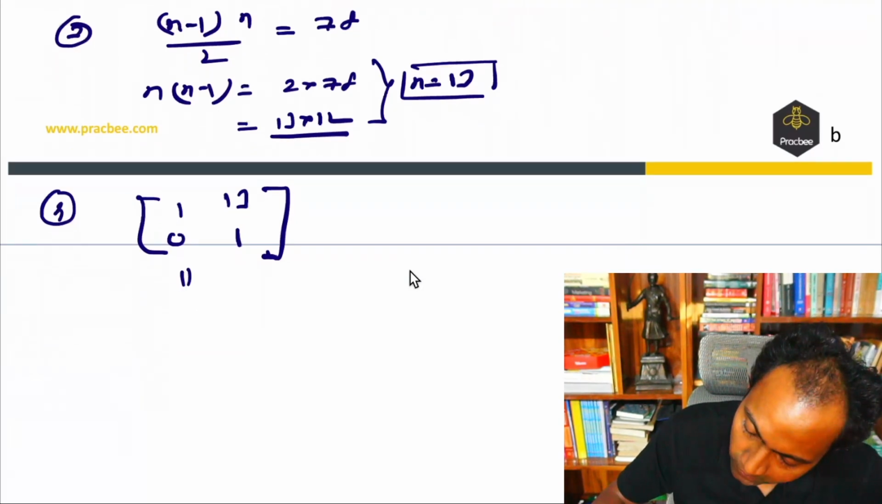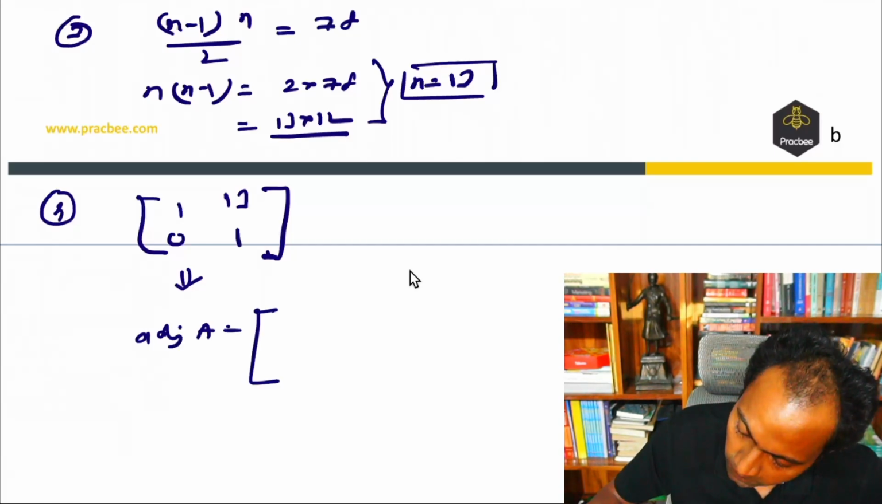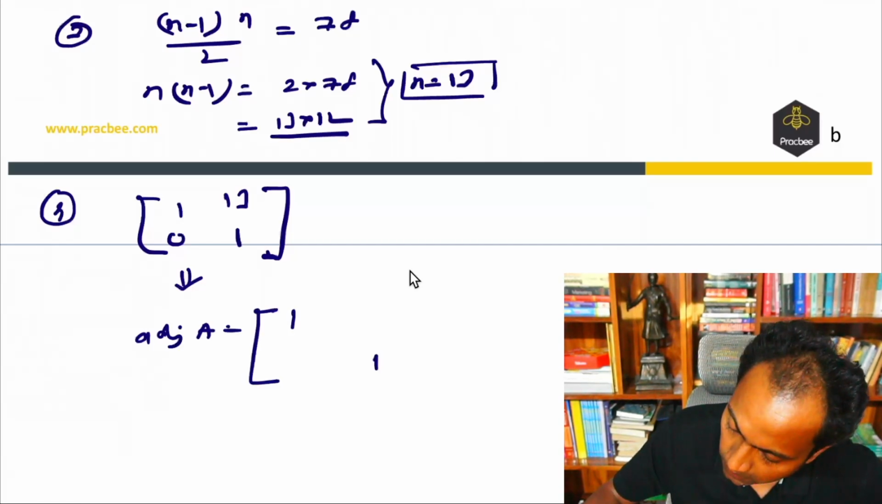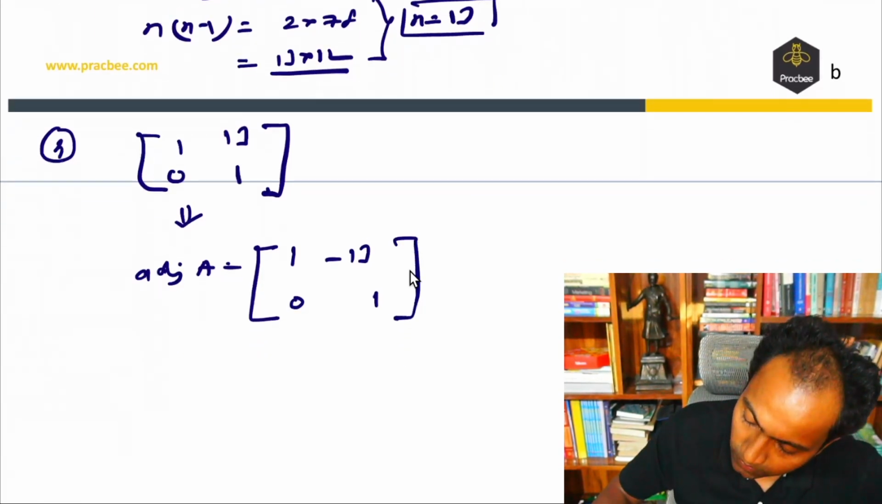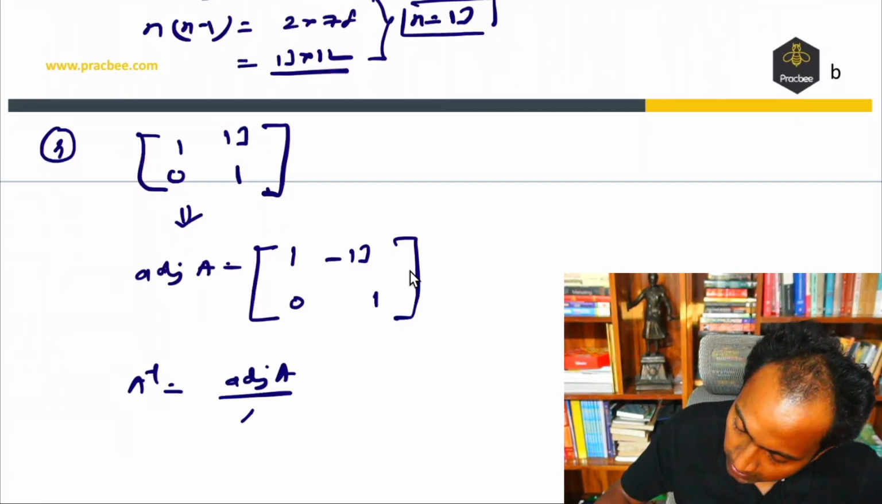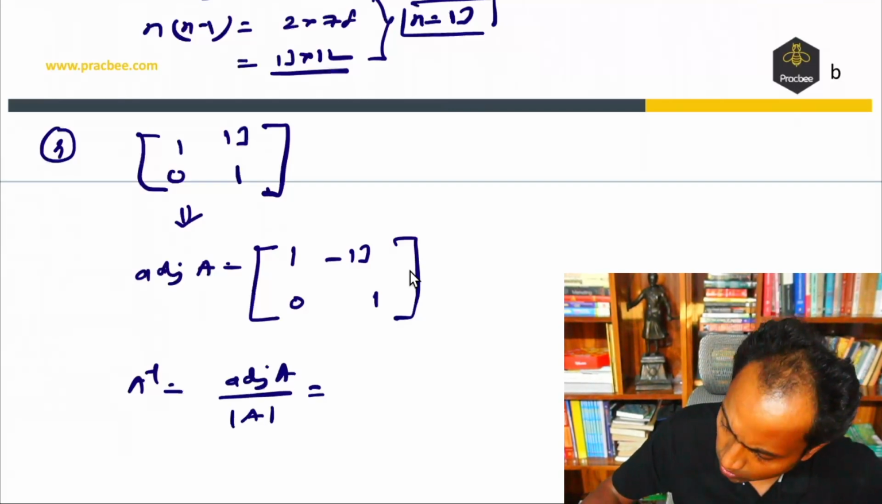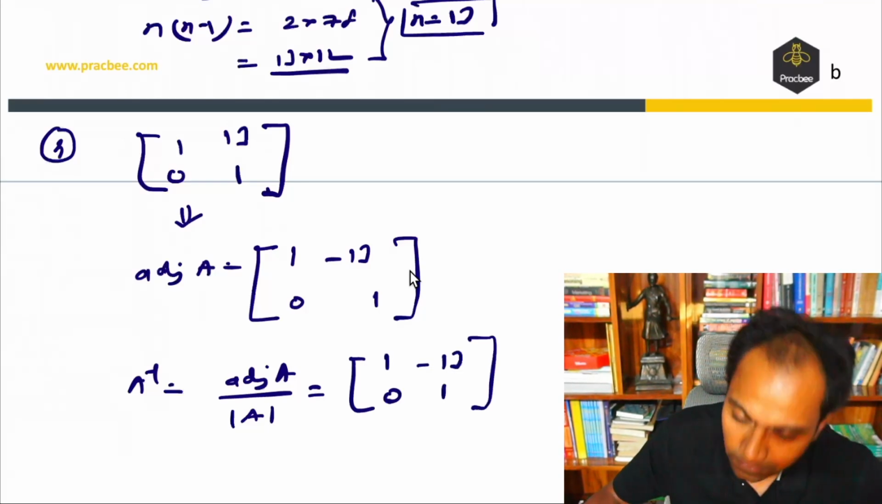So for this we will have to first find the value of adjoint. Now adjoint of this matrix, let us say A, will become nothing but 1, 0 minus 13. Once you have figured out this, we can find inverse by taking this adjoint of A and dividing it by determinant of A. Determinant comes out to be 1. So answer becomes 1 minus 13, 0, 1.